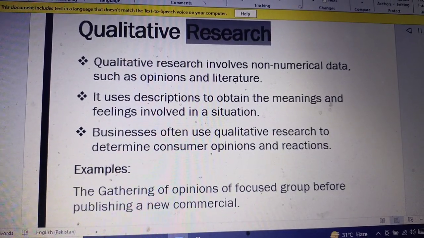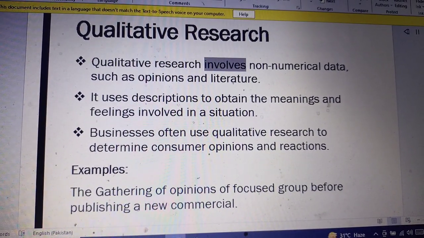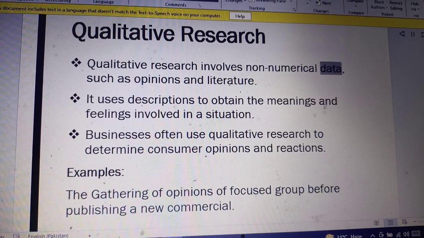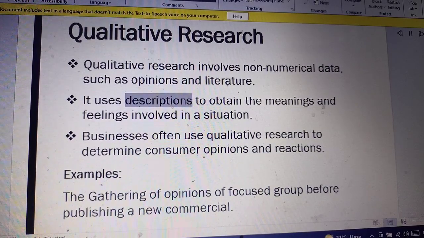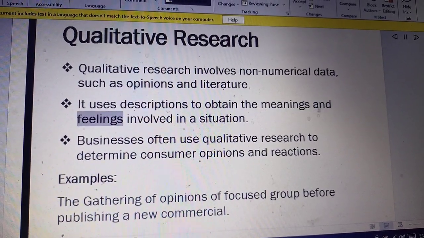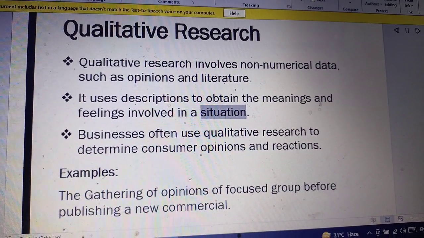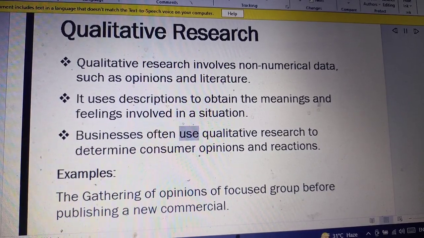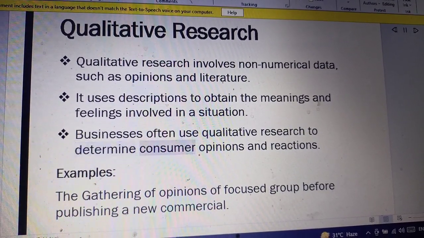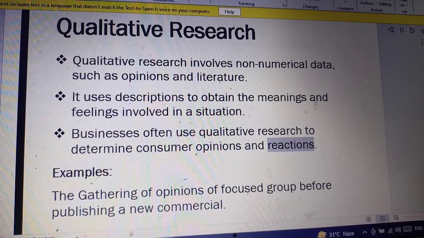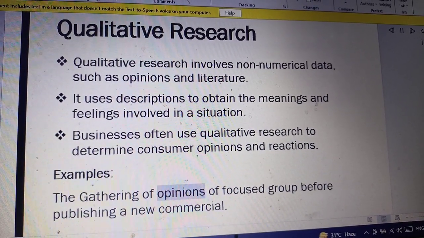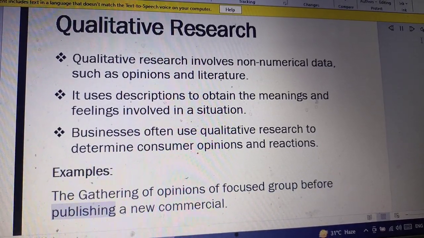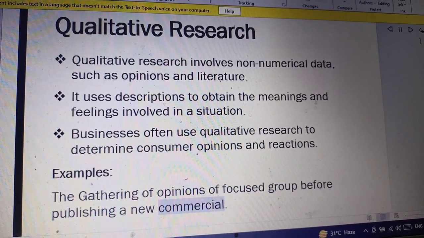Qualitative research. Qualitative research involves non-numerical data, such as opinions and literature. It uses descriptions to obtain the meanings and feelings involved in a situation. Businesses often use qualitative research to determine consumer opinions and reactions. Example: the gathering of opinions of a focus group before publishing a new commercial.